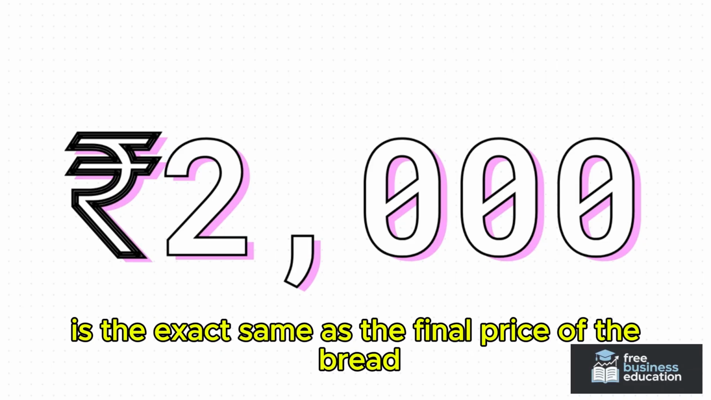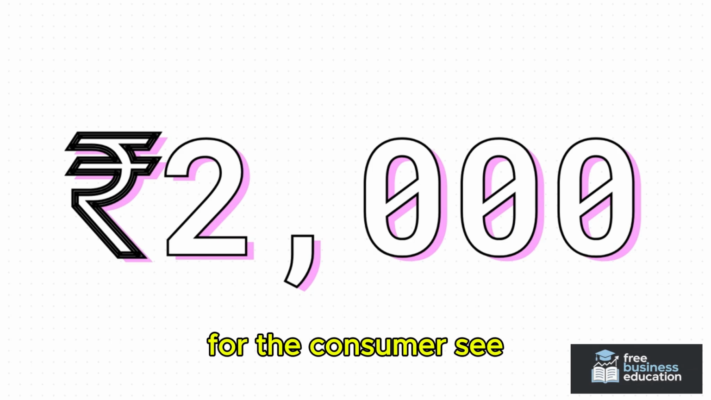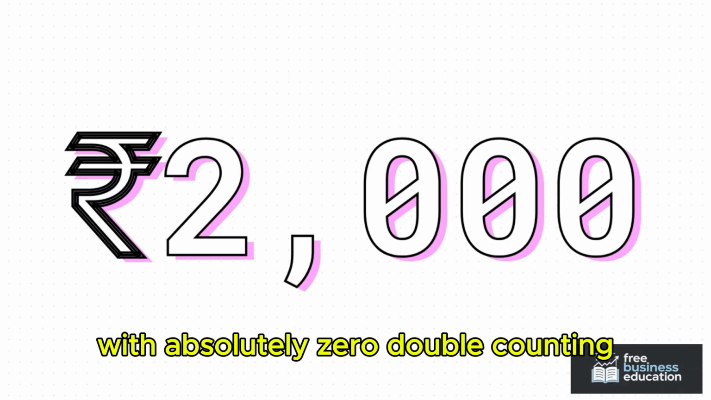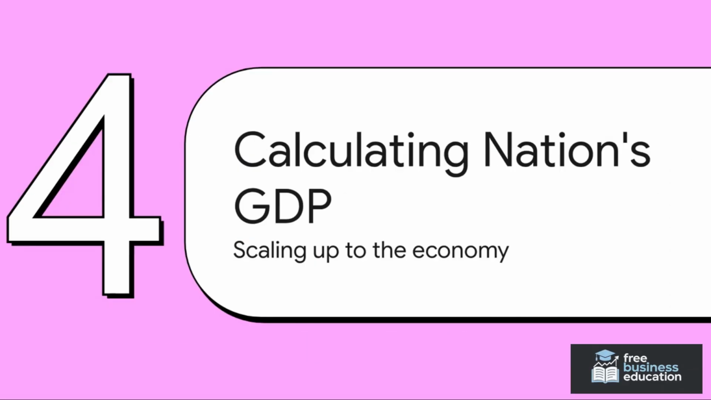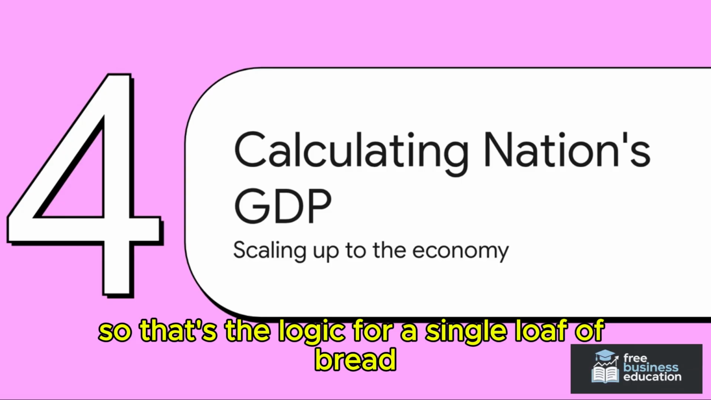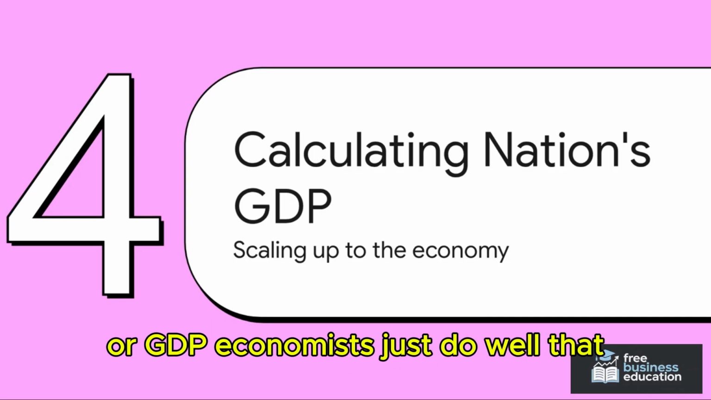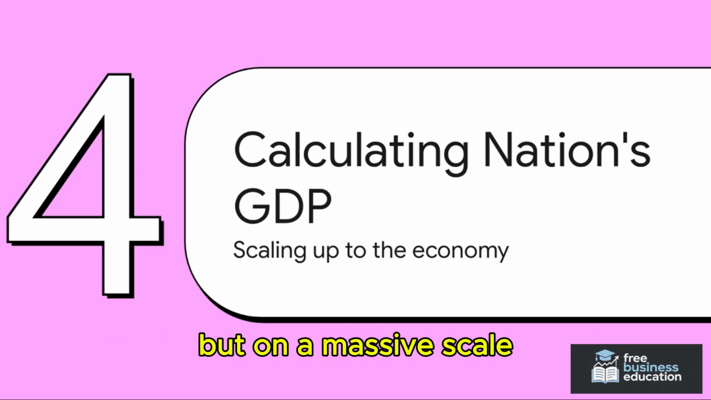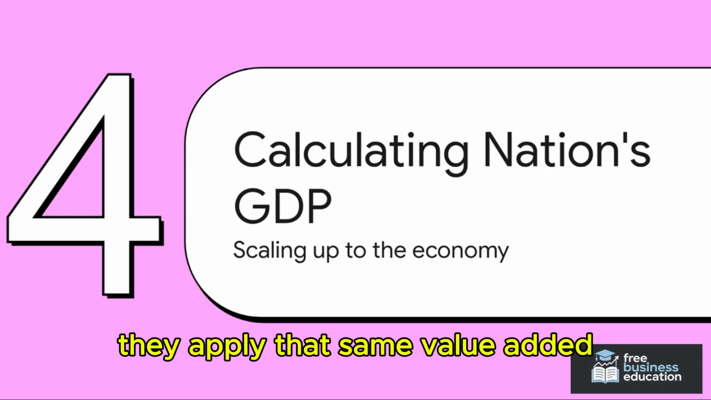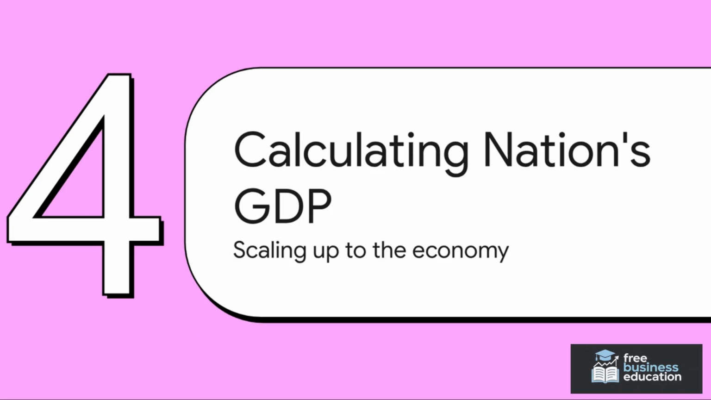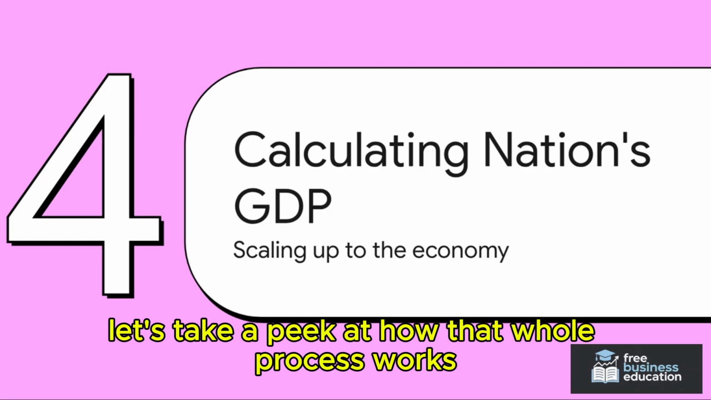That total is the exact same as the final price of the bread for the consumer. See, we've perfectly measured the value created with absolutely zero double counting. Pretty neat, right? So that's the logic for a single loaf of bread. Now to calculate a whole nation's gross domestic product, or GDP, economists just do that, but on a massive scale. They apply that same value-added logic to every single producer across the entire country. Let's take a peek at how that whole process works.